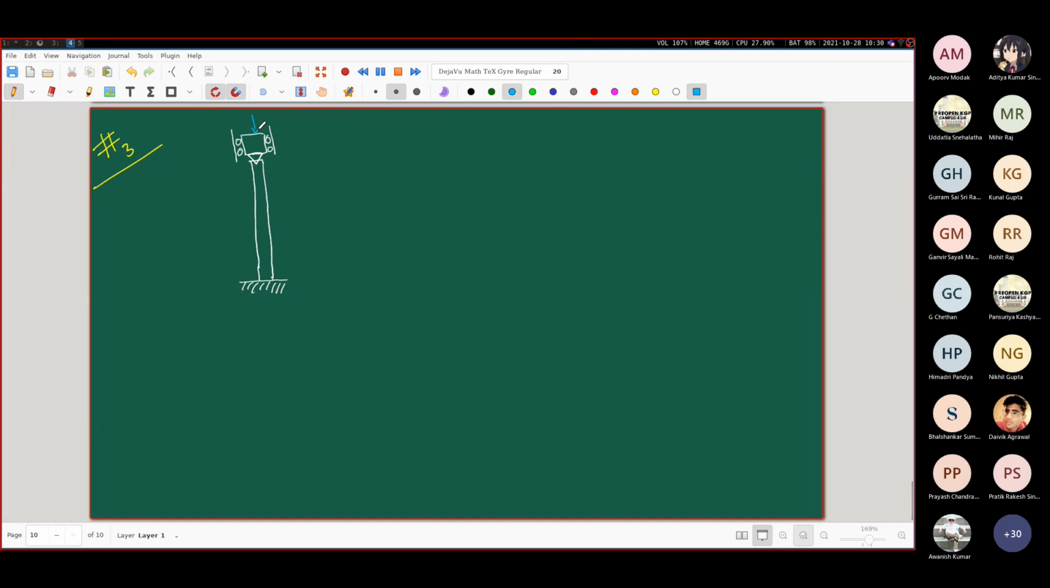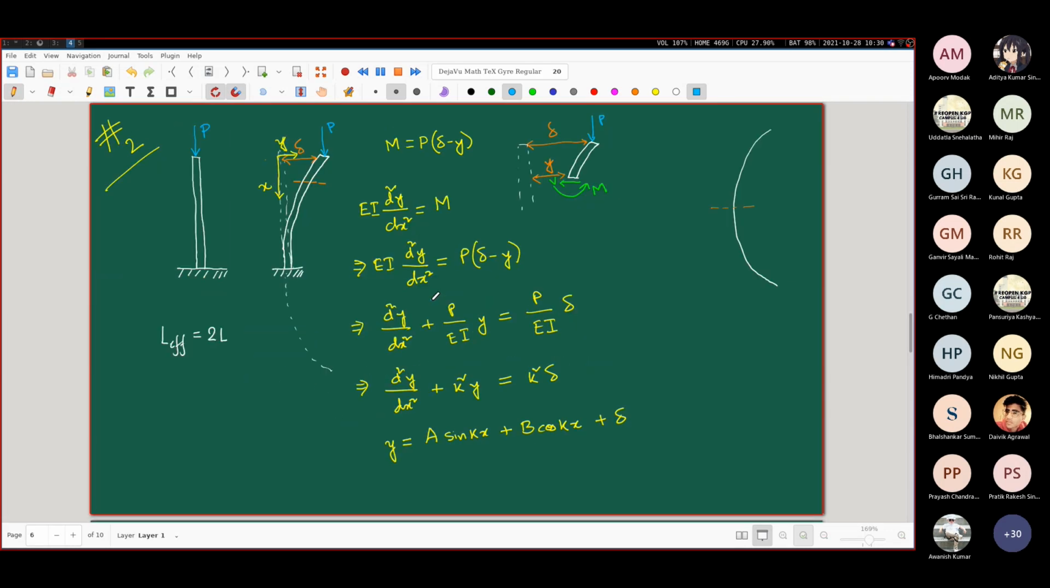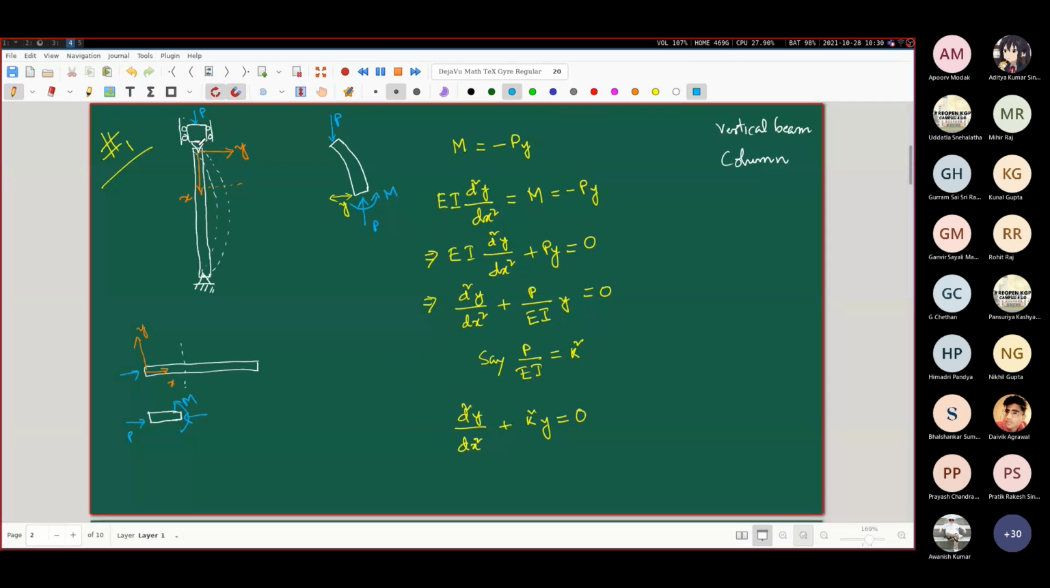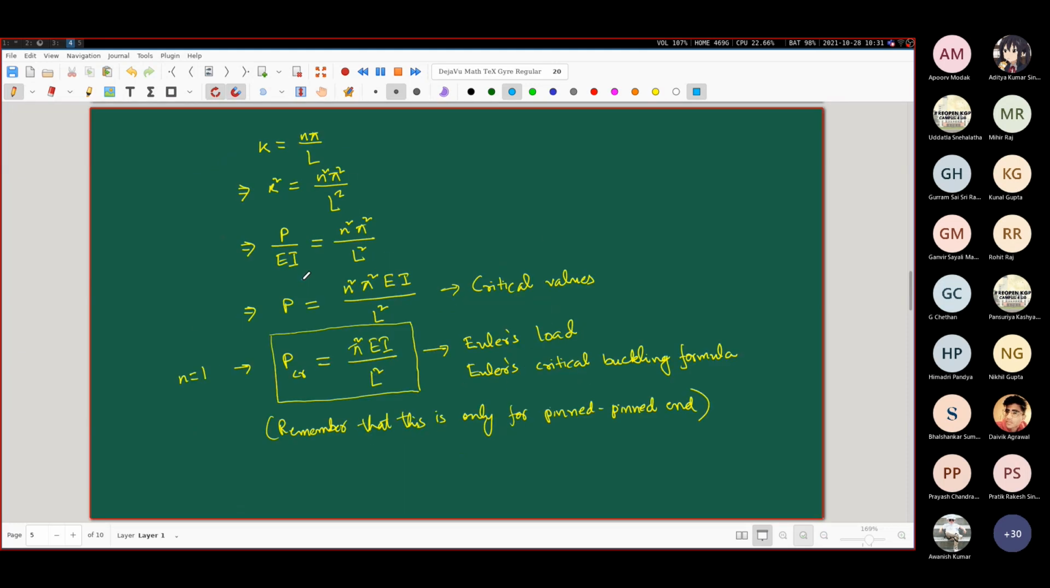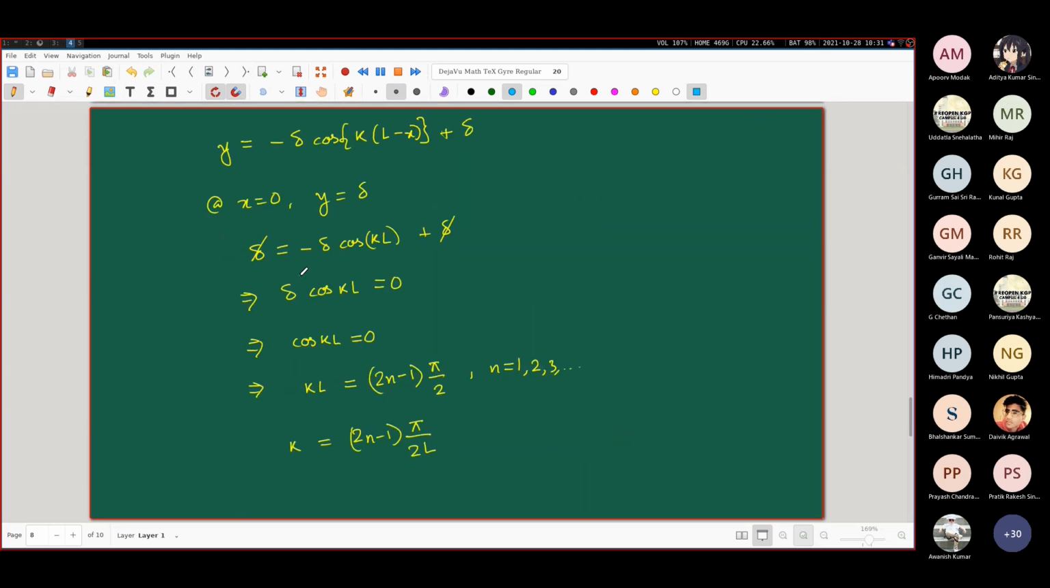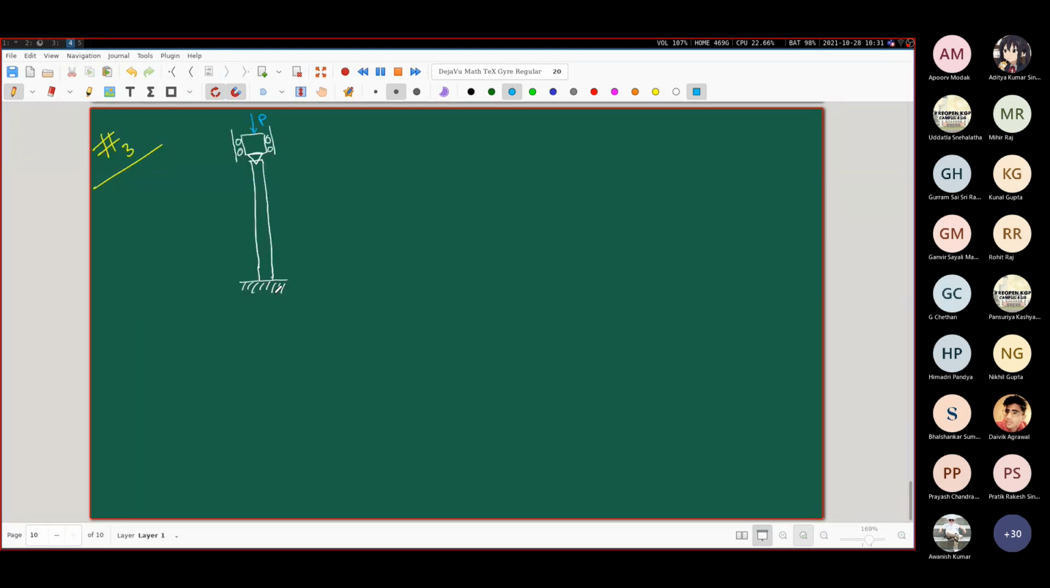Please note that this case is significantly different from this first case. Certainly it is different from this one, but it is also different because this other end at x equal to L was pinned, whereas in this case number 3, the one we have just drawn here, it is clamped. So it is quite different.